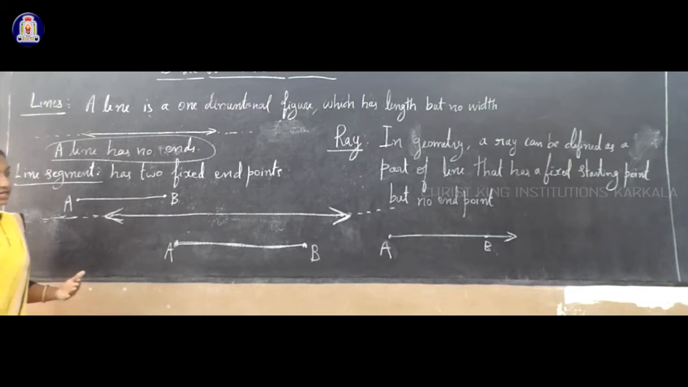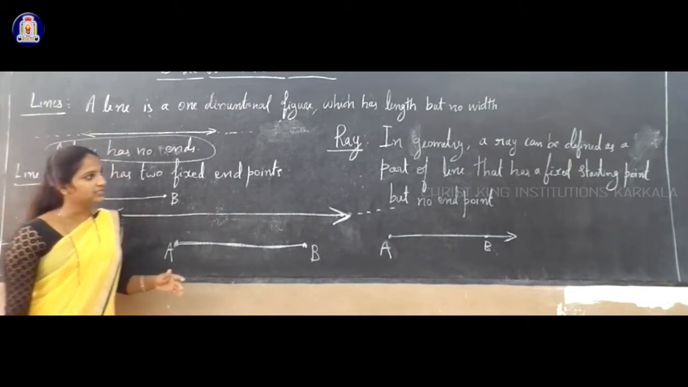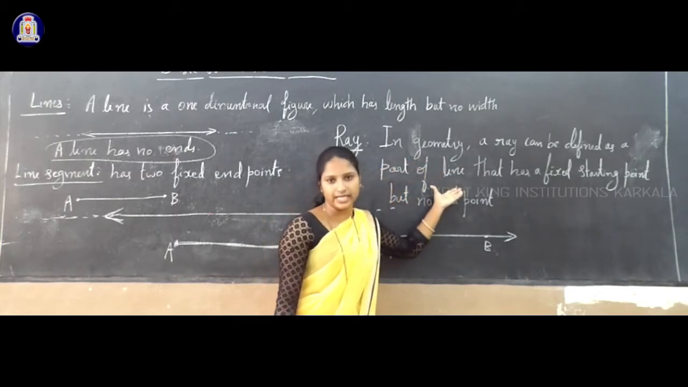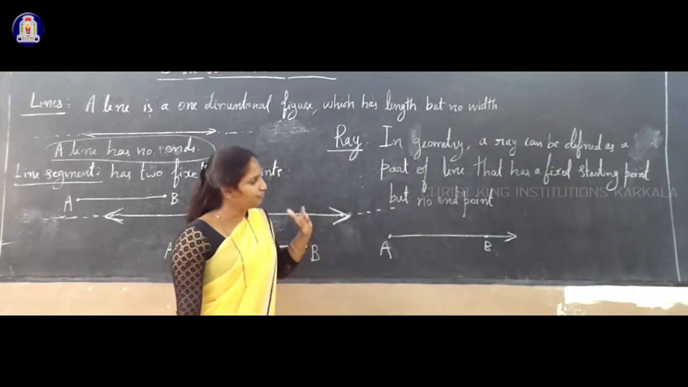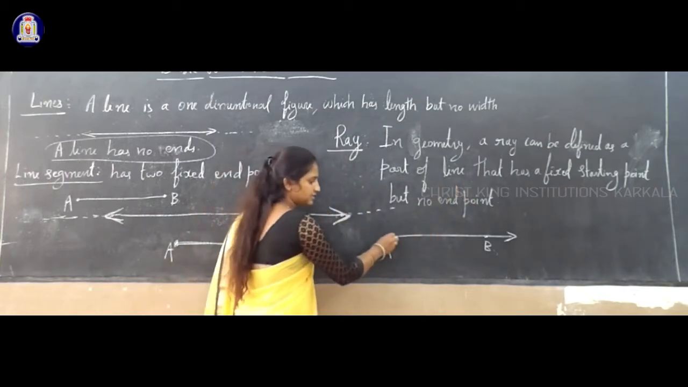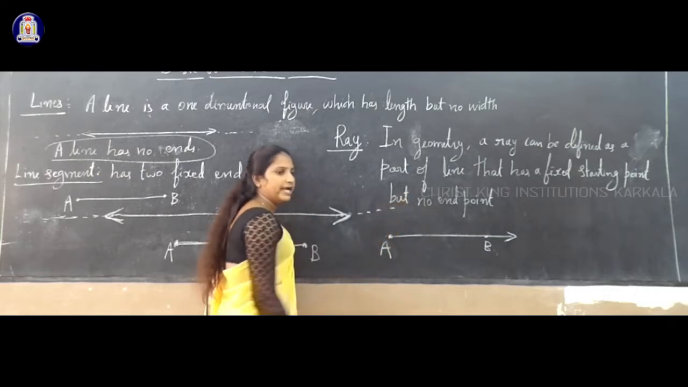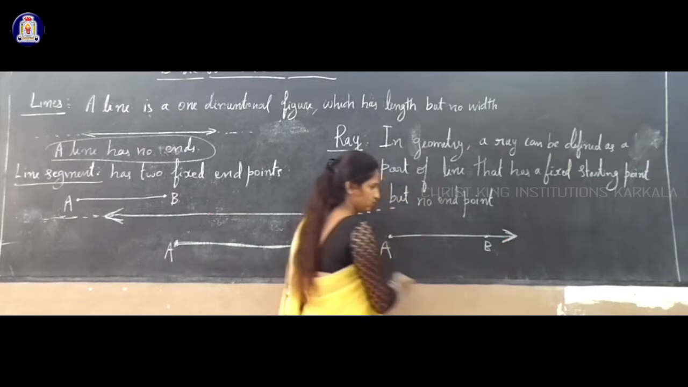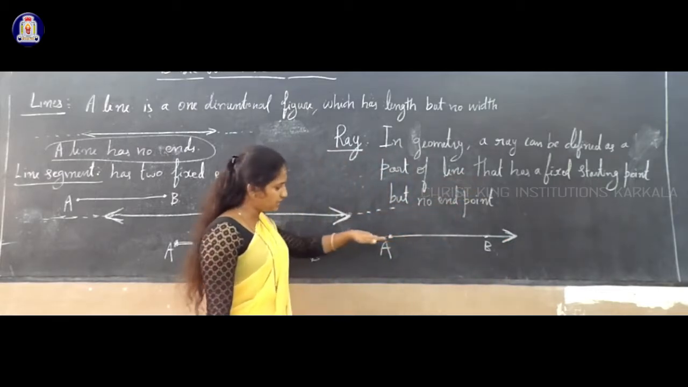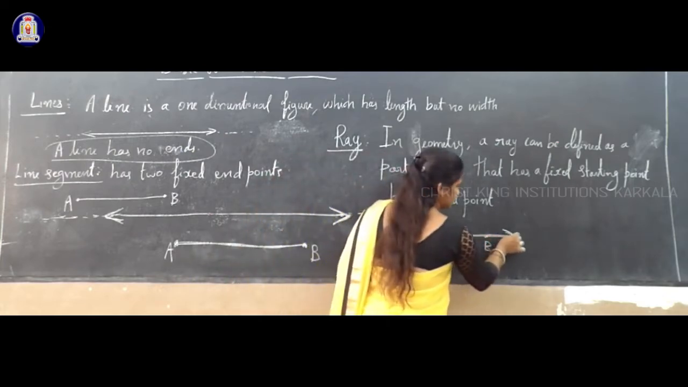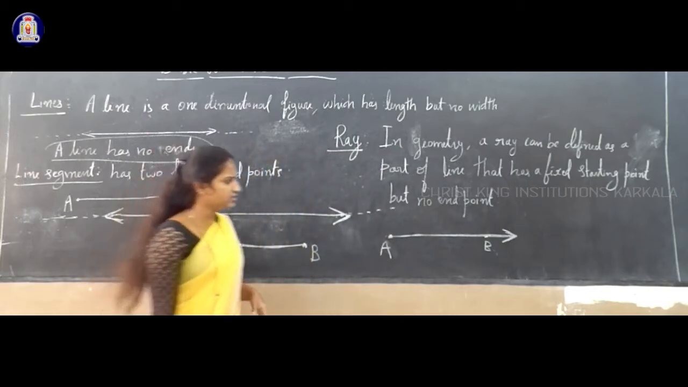Next we can see ray. In geometry, a ray can be defined as a part of a line. A ray is a part of a line that has a fixed starting point but no end point. This arrow mark shows that there is no end for this line. It will move straight, but you cannot extend this side because there is an end point, a fixed point. From the fixed point you can draw a line. This is called a ray.